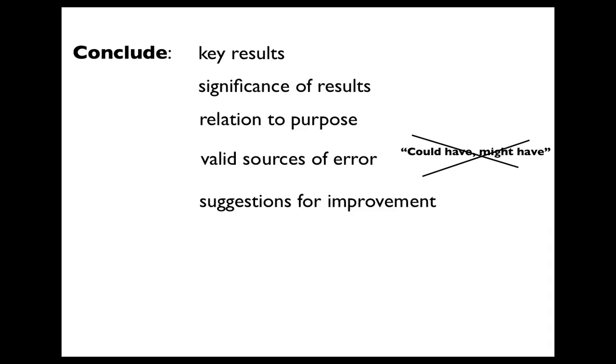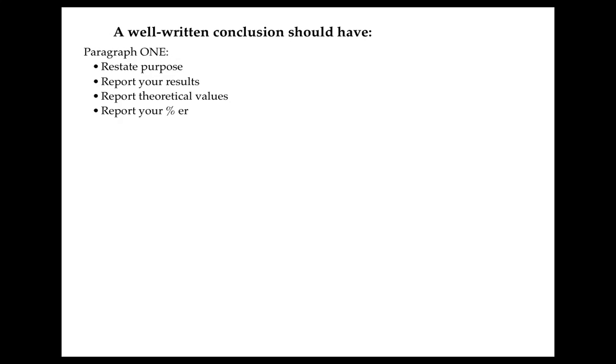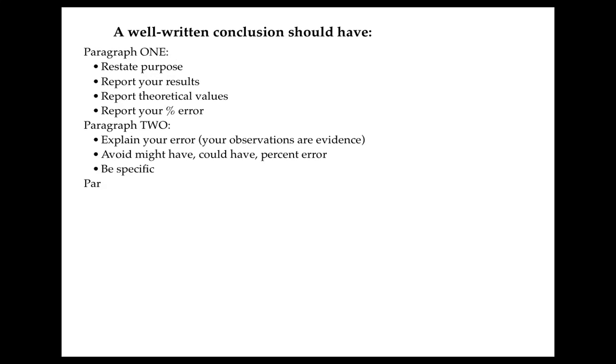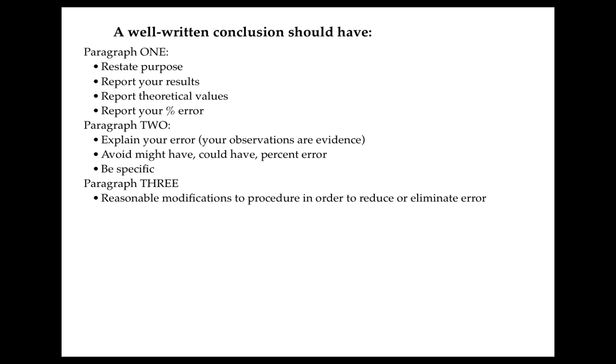So a conclusion should ideally have three paragraphs. In the first paragraph, you focus on your key results and outcomes. In the second paragraph, you evaluate your experiment by discussing your sources of error. And in the third paragraph, you focus on how you could make this experiment better.